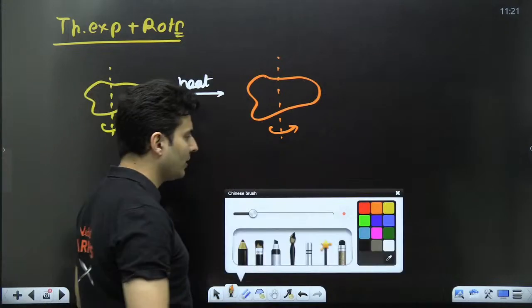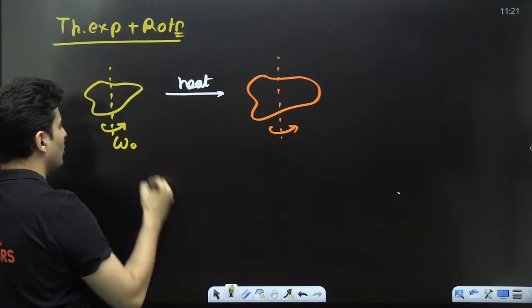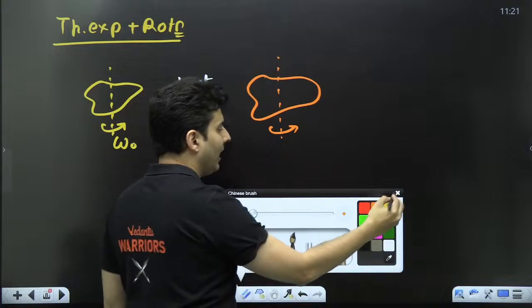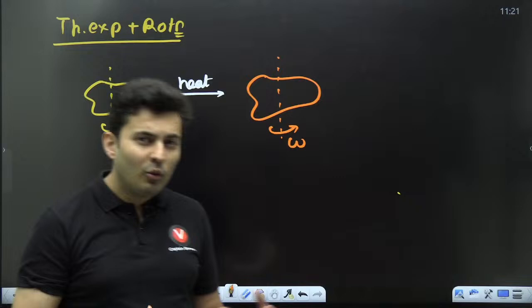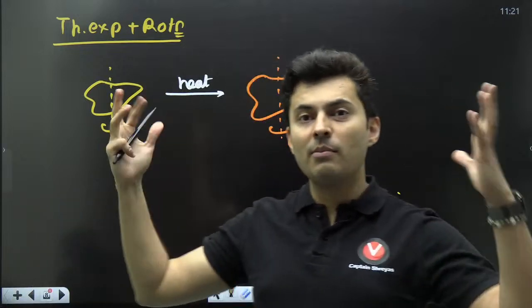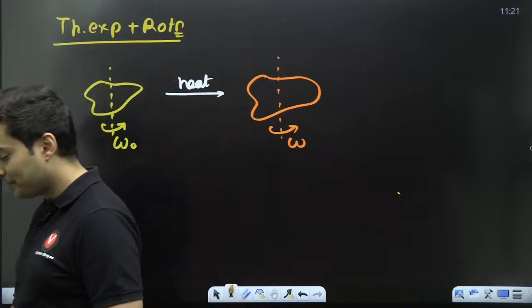So they might ask you whether the omega will increase or decrease. Well, one thing is for sure. If initial angular velocity was omega naught, the final angular velocity will be, come on my dear warriors, will it be more or will it be less? Think about it carefully and answer it.